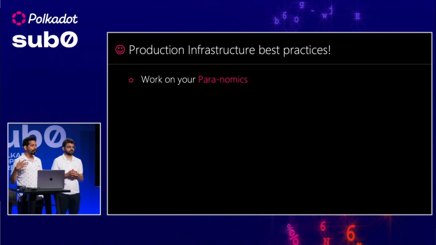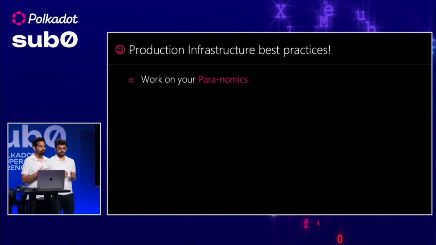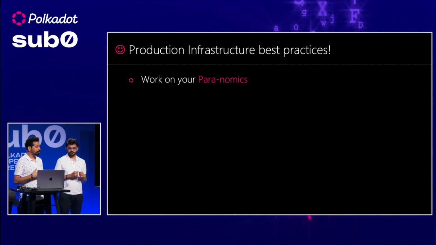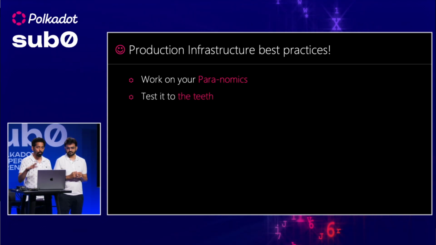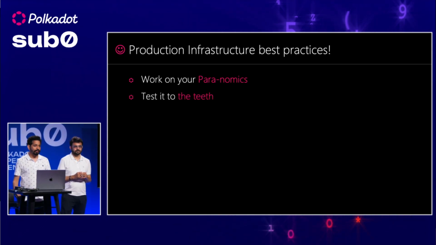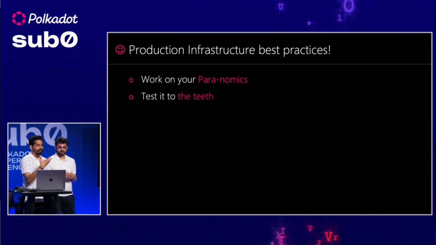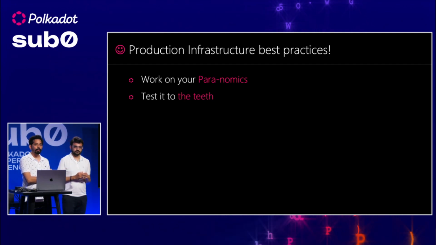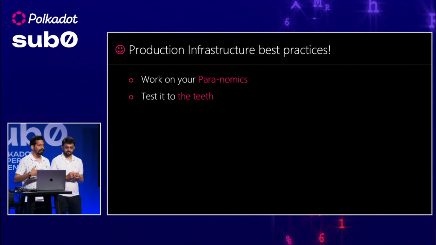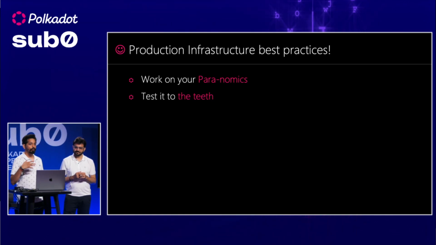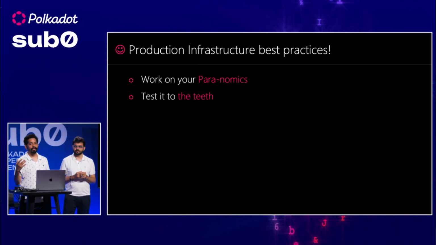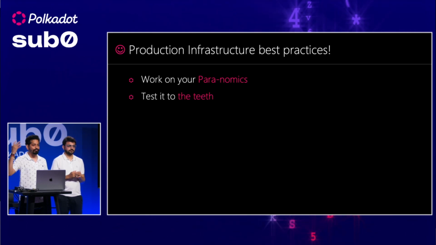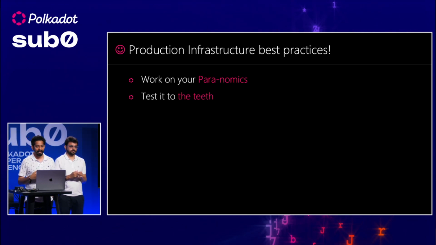So I encourage that you study hard, and we offer advice in case you want to understand paranomics well and what works for you. Test it to the teeth. Zombienet is there, Larch is there on top of it as another open source. Test it as much as you can, as much as you must before you go to production. Because once you go to production, there are things which will happen and you don't like them. And when they happen, you kind of destroy the existence of your parachains.